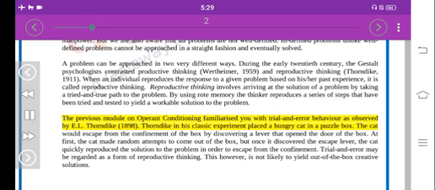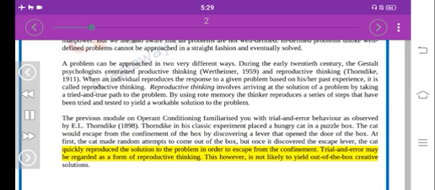The previous module on operant conditioning familiarized you with trial and error behavior as observed by E.L. Thorndike (1898). Thorndike in his classic experiment placed a hungry cat in a puzzle box. The cat would escape from the confinement of the box by discovering a lever that opened the door of the box. At first, the cat made random attempts to come out of the box, but once it discovered the escape lever, the cat quickly reproduced the solution to the problem in order to escape from the confinement.